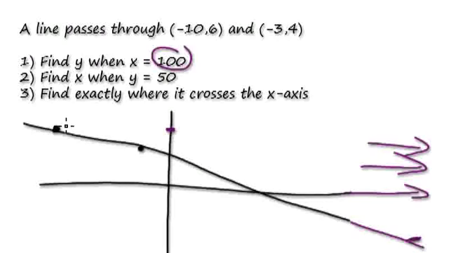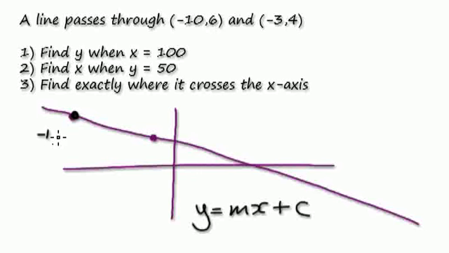Okay, so just quickly sketch the line. So minus 10, 6, I'm going to guess around here. Minus 3, 4, maybe here. So now have a guess of a straight line, something like this. Once we've got our straight line, we want to know the equation for it. y equals mx plus c. This point here is minus 10, comma 6, and this point here is minus 3, comma 4.